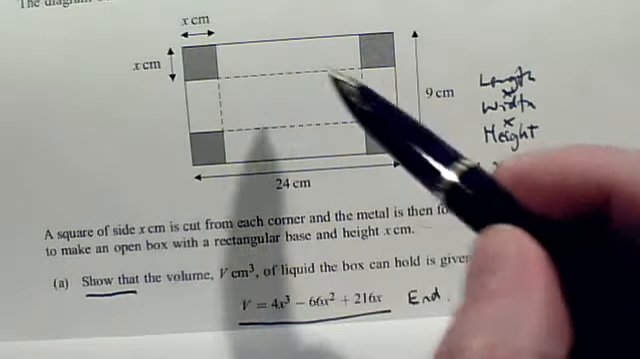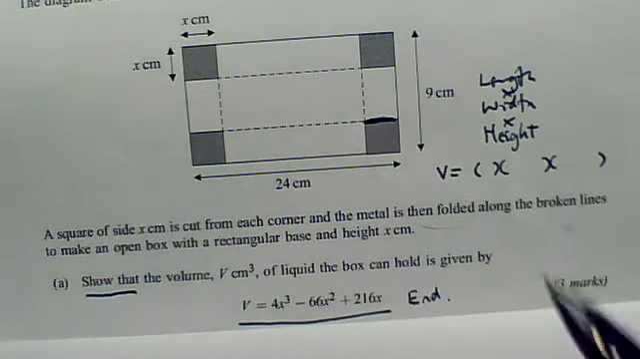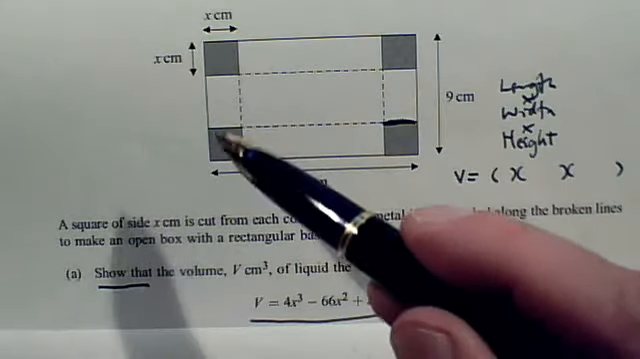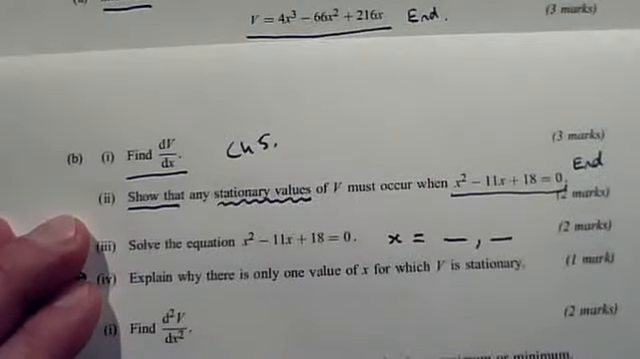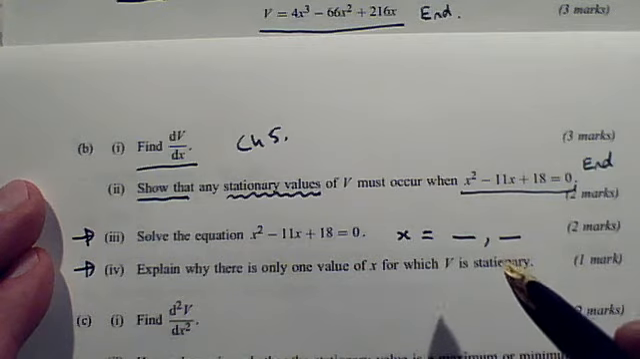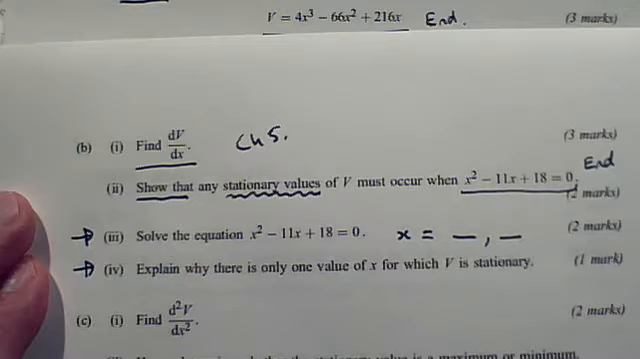In this diagram, x can't be any old thing. The rectangle only measures 24 by 9, so in fact there's an upper limit on x, as well as clearly x can't be negative. That doesn't make sense. So one of your answers to the quadratic equation is either going to be too big or it's going to be negative, and you need to explain why for this 1 mark.